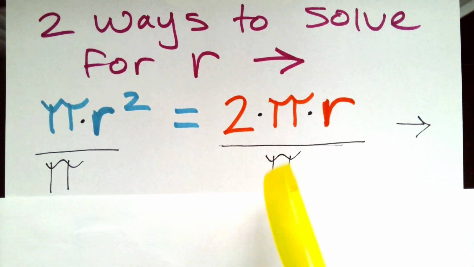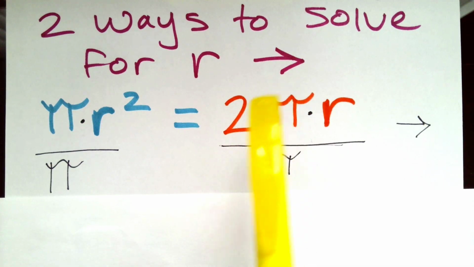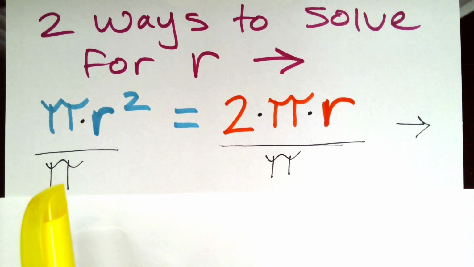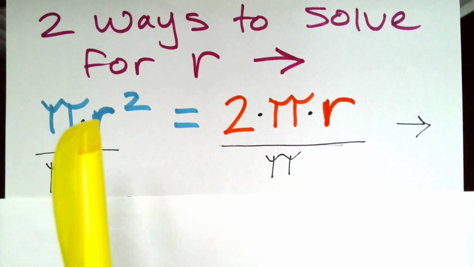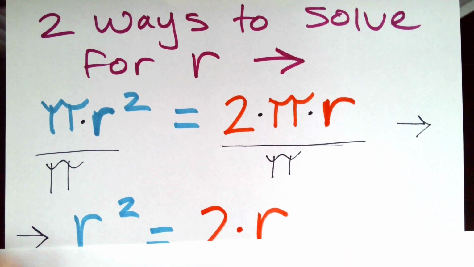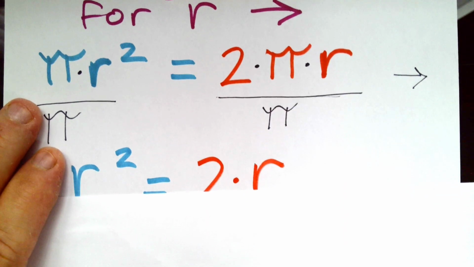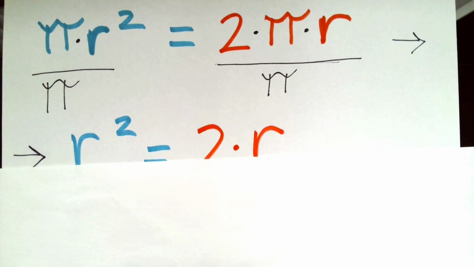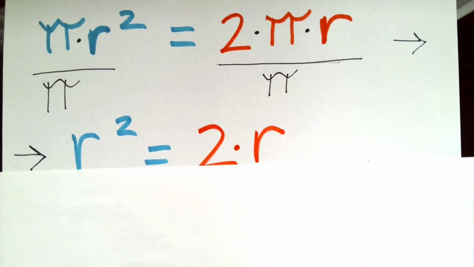So pi over pi is 1. 2 times 1 is 2r. Pi over pi is 1, and I'm left with r squared. I'm going to show you that here as I raise this up. You can see what's left over after I divide both sides by pi. You're left with r squared equals 2 times r, or 2r, okay?